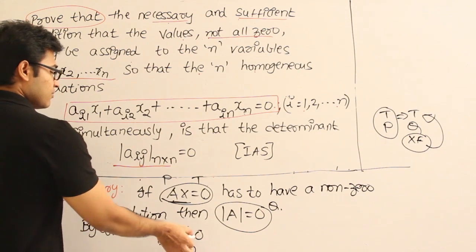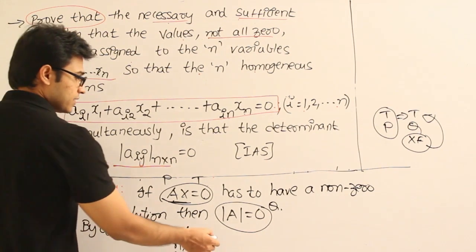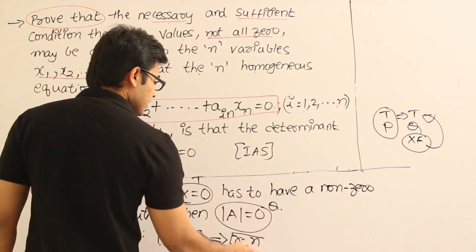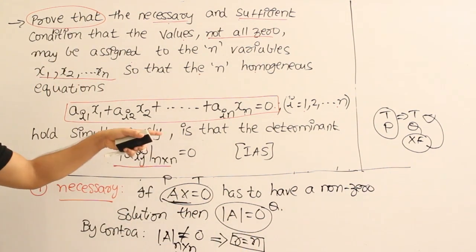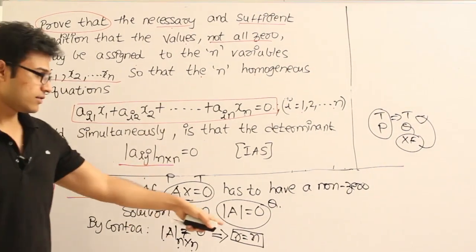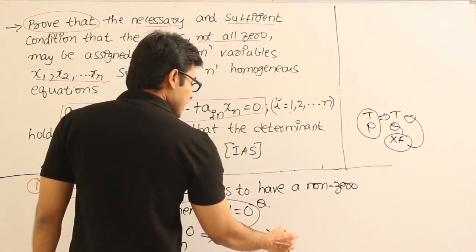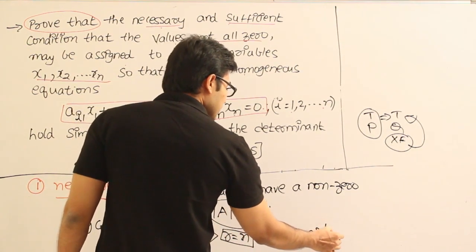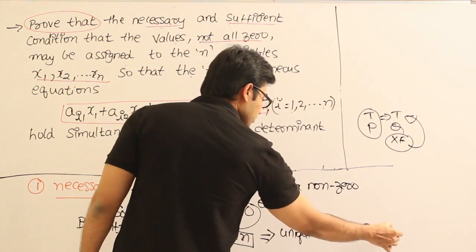When determinant of an n by n matrix is not equal to 0, what can we say about its rank? Clearly, rank of it is n, right? And we know that in a set of homogeneous linear equations, when r equal to n, what can we say? It has a unique solution, and that solution is the zero solution.